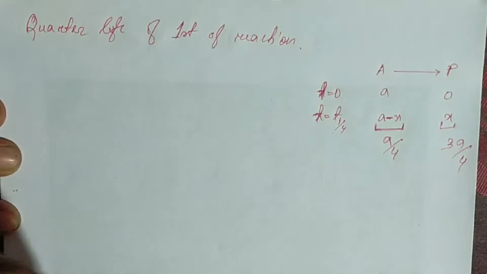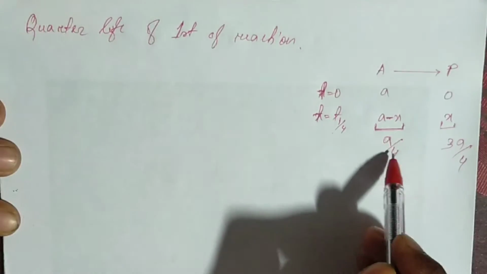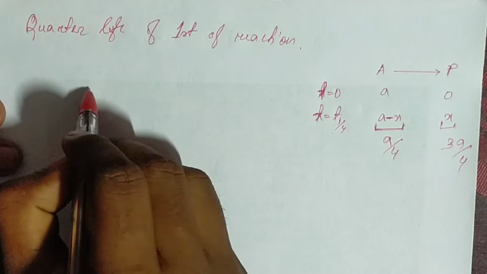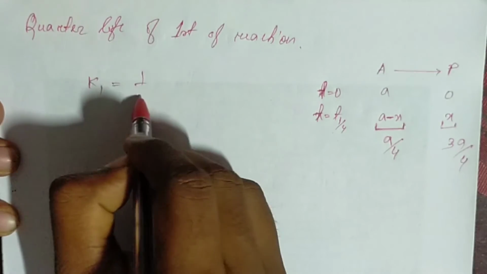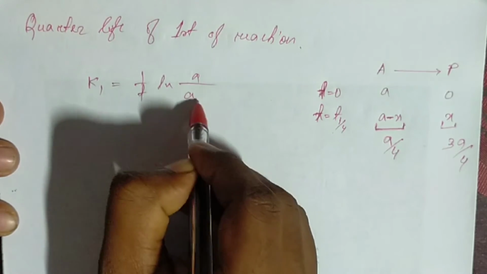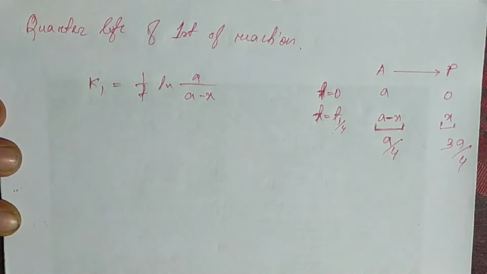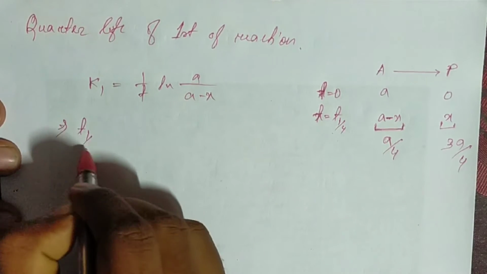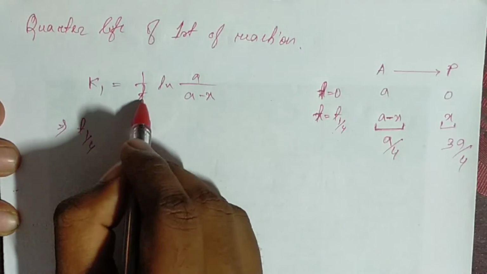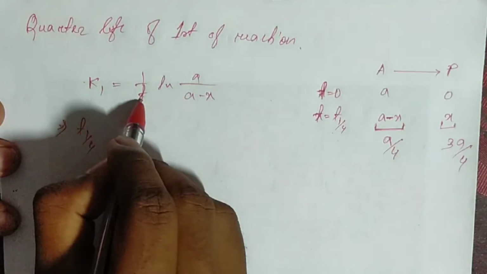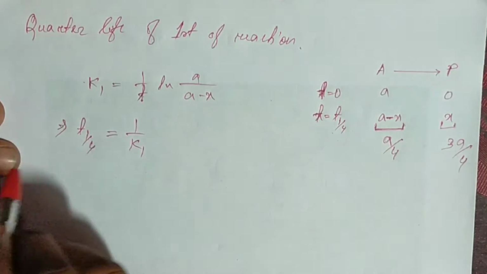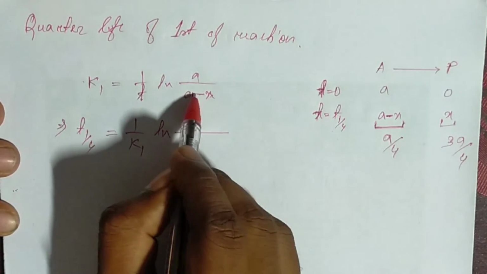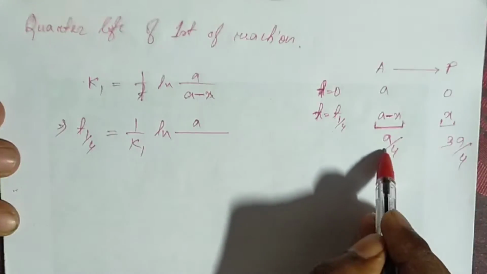So if we put this a minus x value in the equation of first order reaction, as we know, k1 t = ln a by a minus x. So this is the equation for first order reaction. We will write t 1/4 here and k1 here, ln a by a minus x, and instead of a minus x, we will write a by 4.